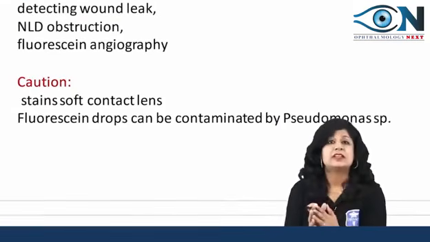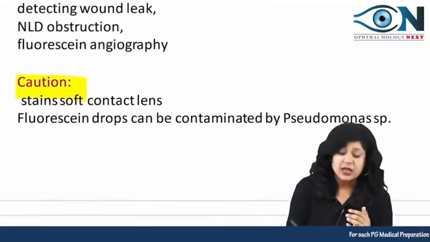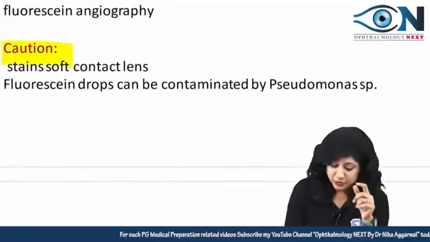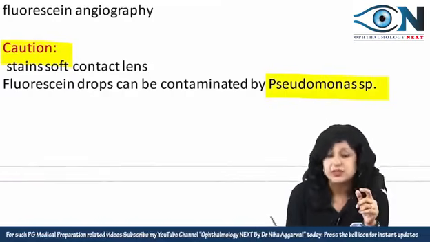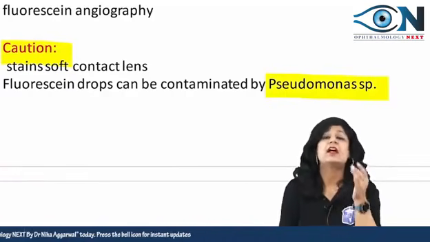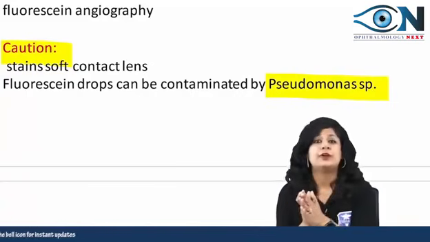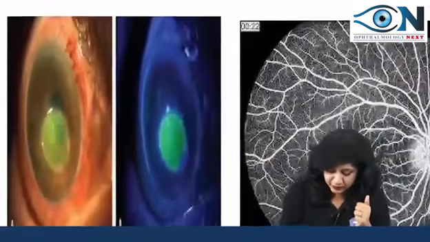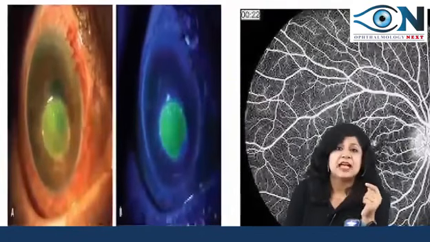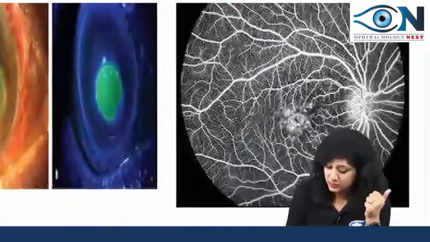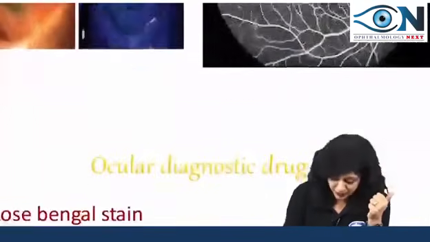One of the important things is that you have to take certain caution because it stains the contact lens. Then fluorescein drops can be contaminated with Pseudomonas. So every time you are using something in the eye, the risk of contamination is always very high. Here are examples where we have stained the ulcers with fluorescein. You have got fluorescein angiography, right?